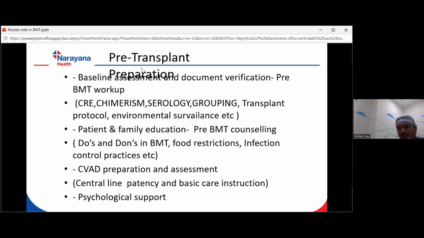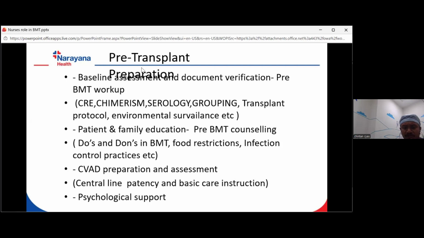What are all the infection prevention practices from the parents? We need their cooperation and food restrictions. We are mainly restricting outside foods and raw foods. In view of infection prevention and infection control practices, like biomedical waste management, hand hygiene and personal hygiene, all these kinds of information we have to give before the patient moves to the BMT.